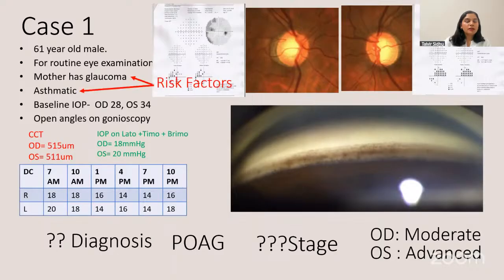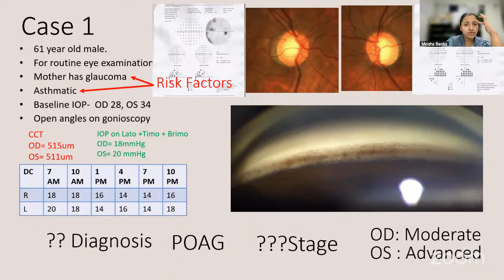So now the risk factors are that the mother has glaucoma and he's also asthmatic. And now we can see that on medication, his IOPs are 18 and 20. So is it okay to keep 20 intraocular pressure in his left eye where he already has an arcuate scotoma? What should we keep the IOP like?